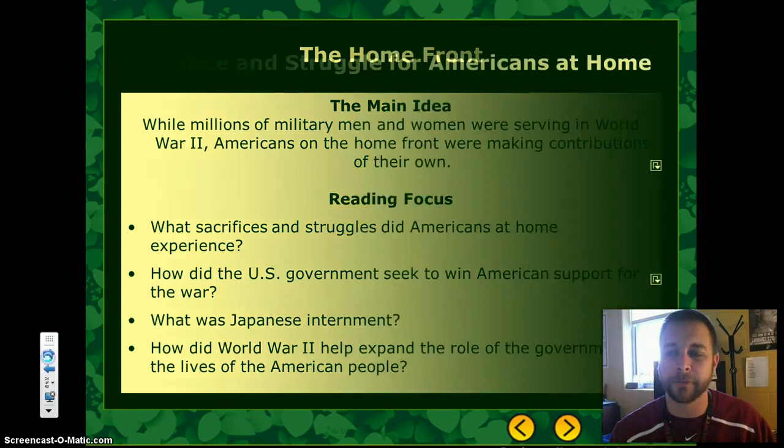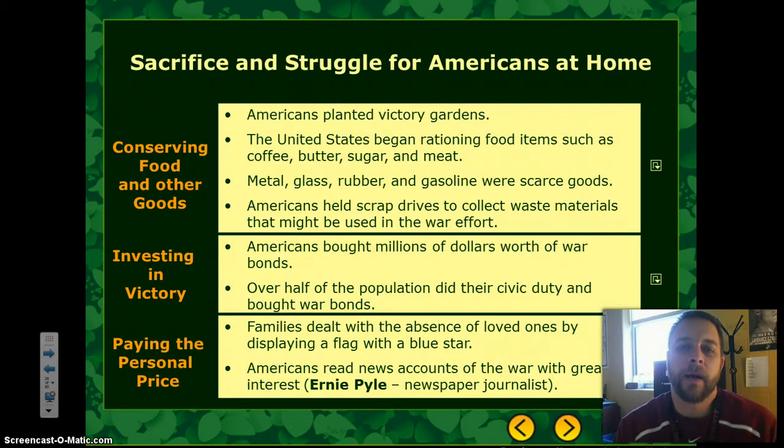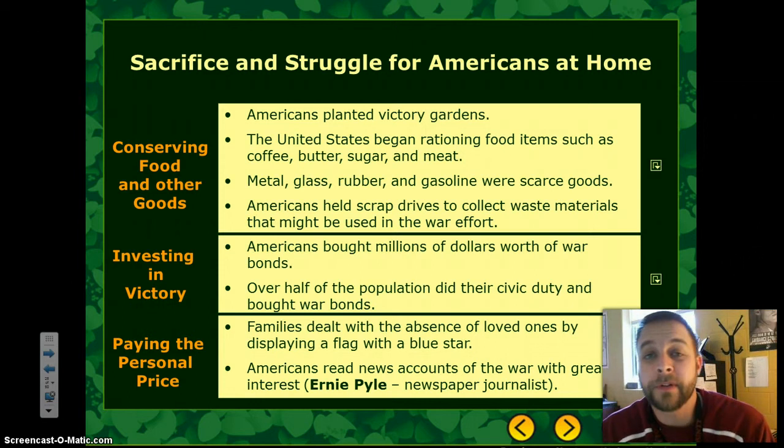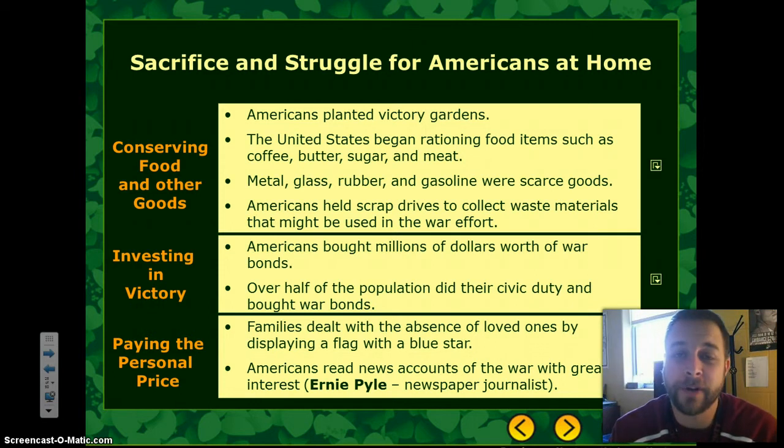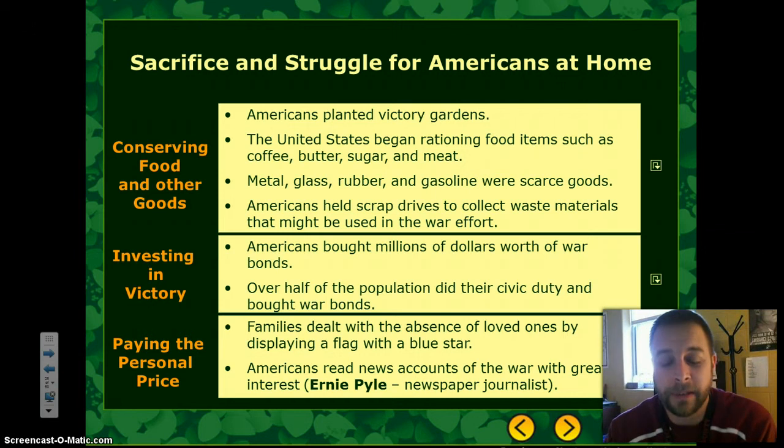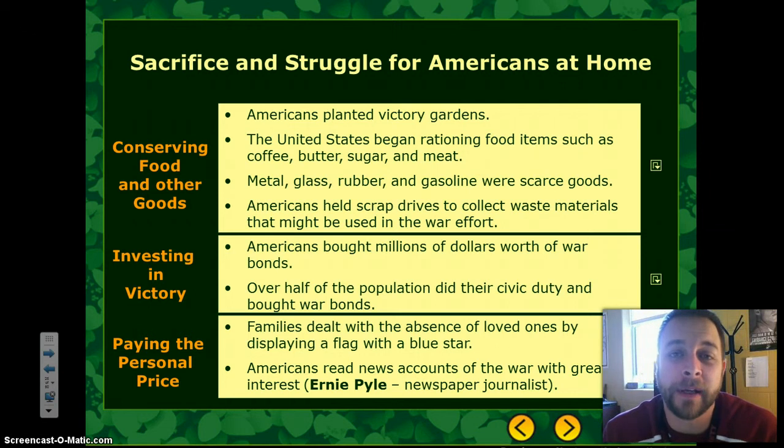All right, so one way that people help the war effort is by conserving their own food. And some of this is government mandated. For instance, you have rationing on items like butter, sugar, and meat, things that soldiers are going to need to eat. Metal and glass and rubber are tough to find. There's scrap drives. People will turn in their scrap metal and it'll be melted back down to make war materials. So this is a popular thing for people to do, like planting victory gardens. So instead of buying vegetables at the grocery, they'll grow their own.